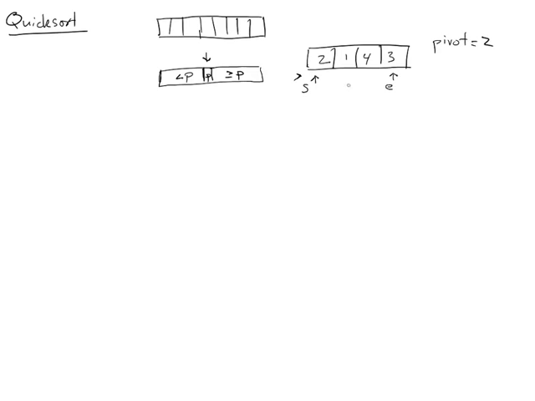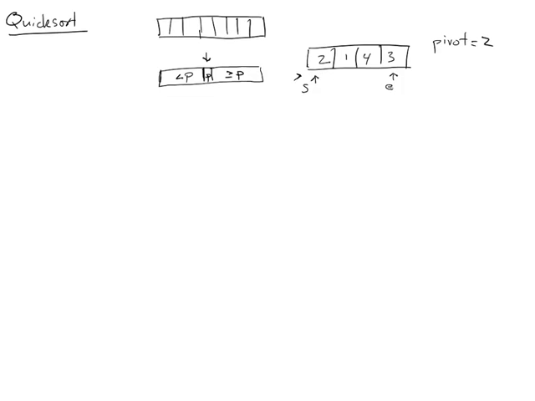So after we move S and E up and down the array, then we're going to swap those values as long as S is still less than E. So let's go ahead and walk through this example. All right, so we're going to ask the question, is 2 less than P? No, it's not. All right, so we know 2 is a candidate to get swapped out.